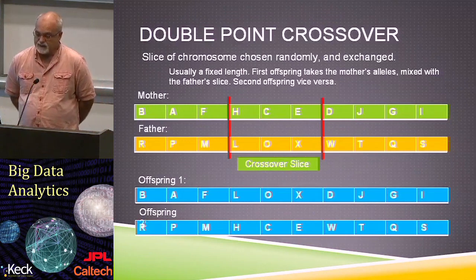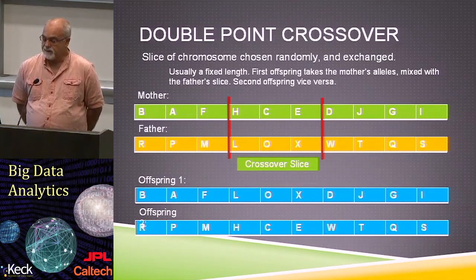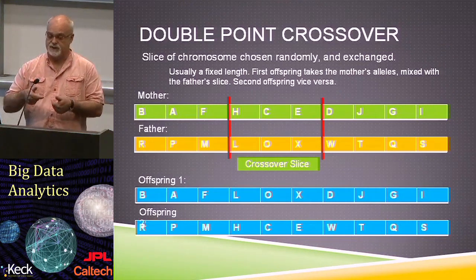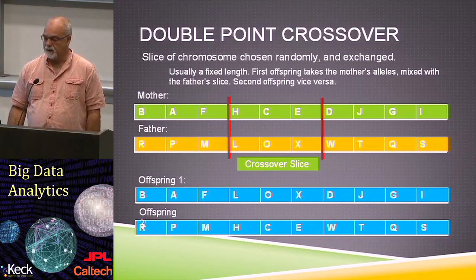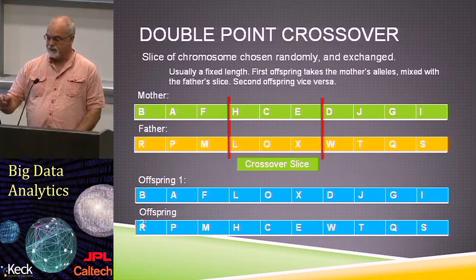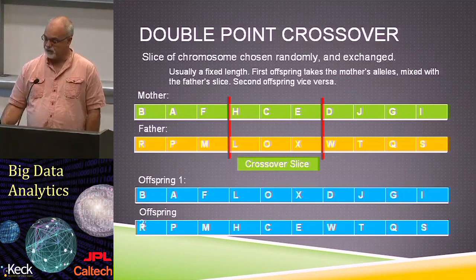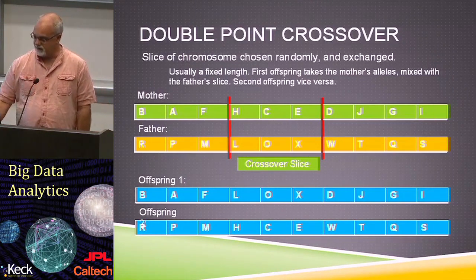Another way is a double point crossover, and that's pretty much self-evident from the name. Here you just take a segment out of each of the mother and father chromosomes and you swap the segments between them. So you get an offspring that has the mother's segment and the other offspring has the father's segment in the crossover slice, as illustrated.